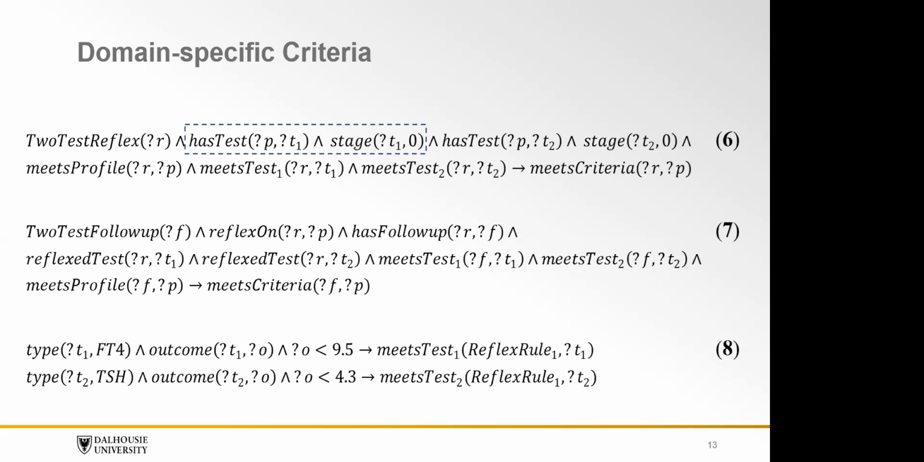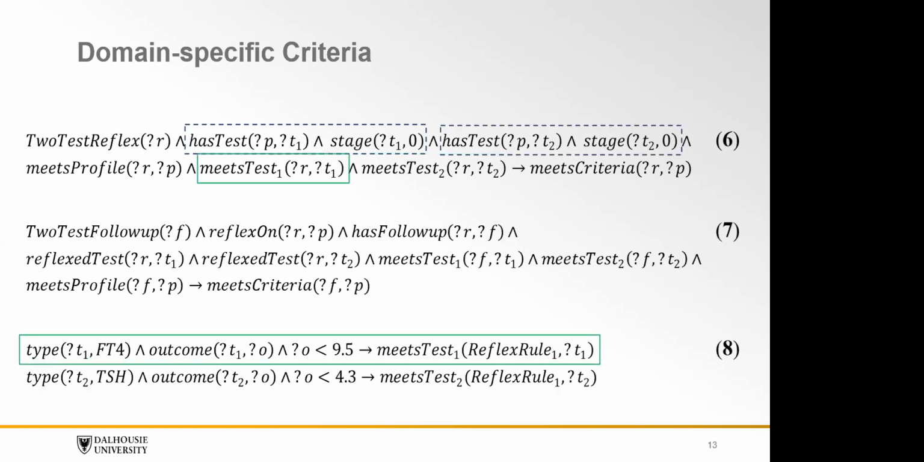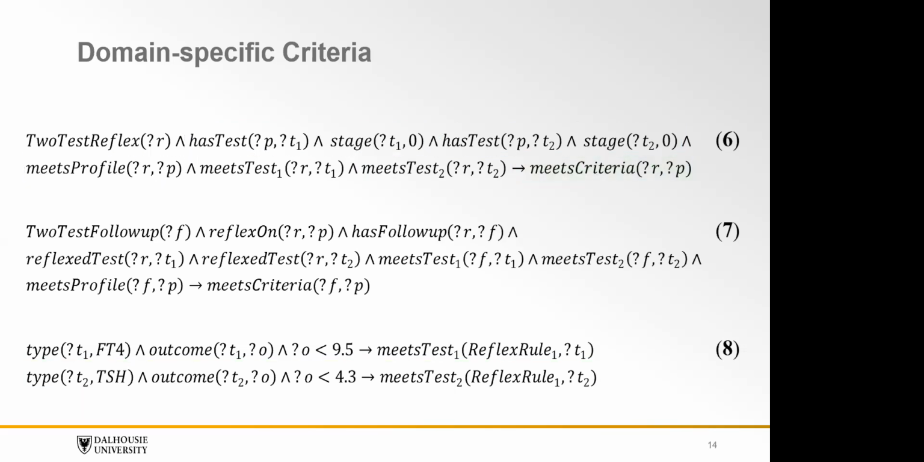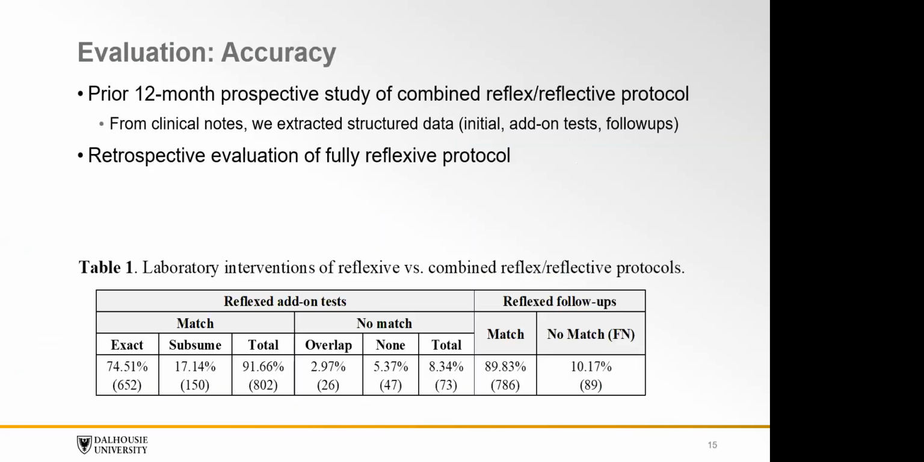tests. That's more of the details. So below here, you see 2 example domain-specific criteria. We have a test of type FT4, so tested for hormone FT4 has a certain outcome, so then it meets a certain domain-specific criteria. We have a test for TSH. Again, the outcome is in a certain range, so again, it meets a second domain-specific criteria. In case those 2 criteria were met, then the reflex rule would fire. And similar for the 2 test follow-up example there.